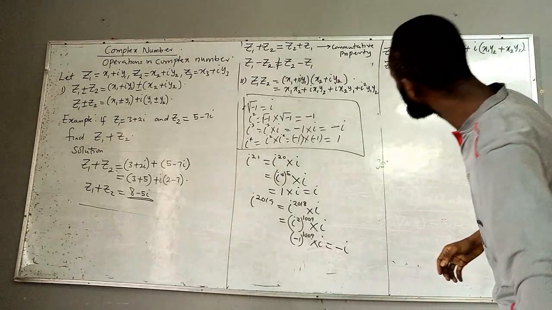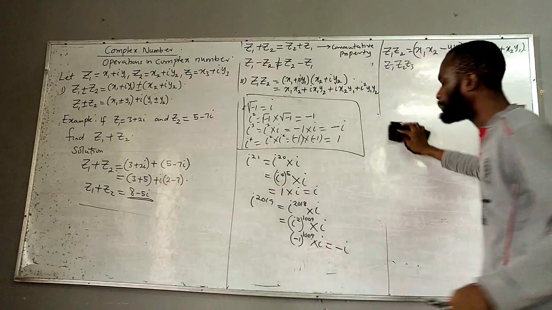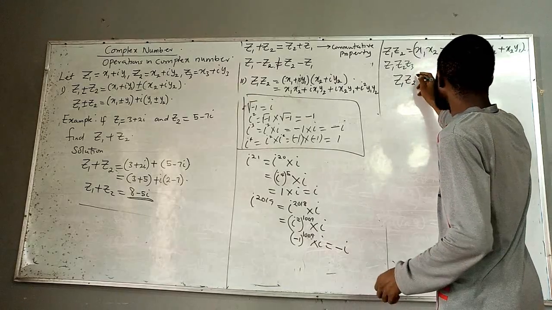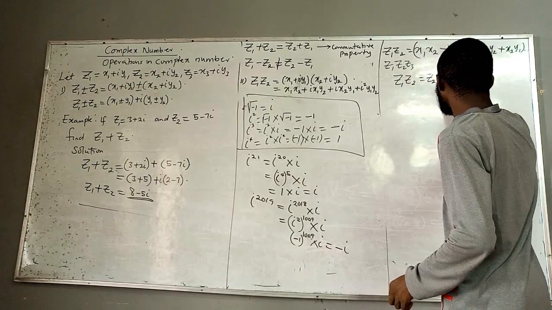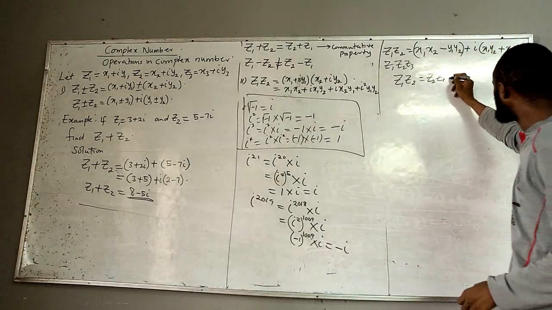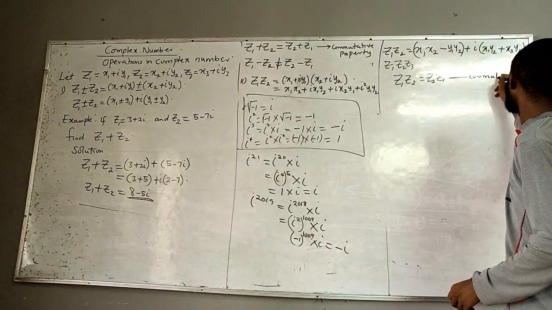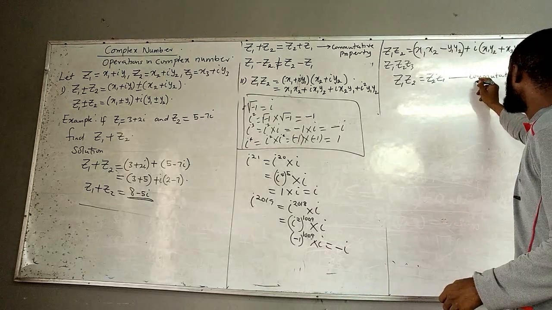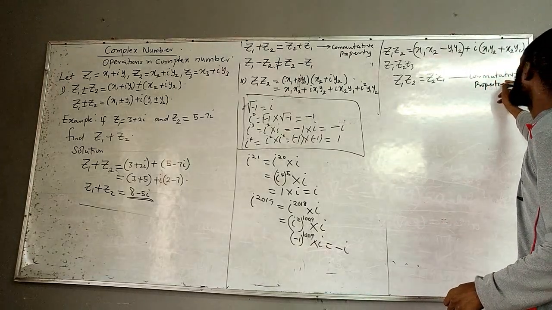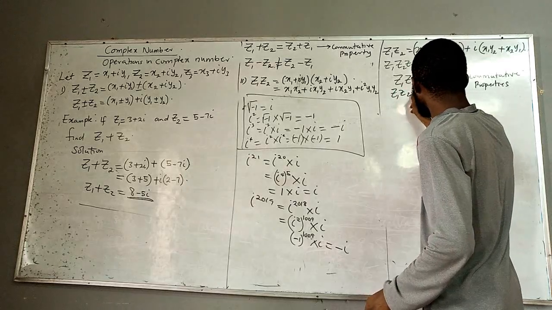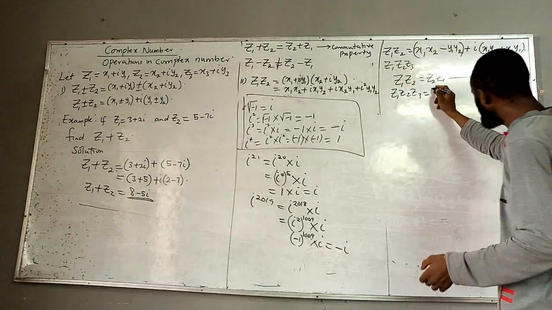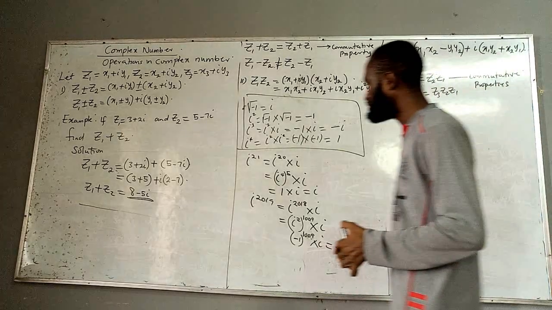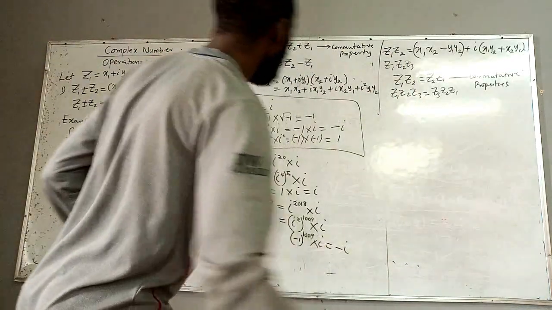Now, another property that we need to take note of is also the commutative property. Z1 Z2 is equal to Z2 Z1. This is also the commutative property for product. The other one is for addition, but this one is for multiplication. That is, if I have Z1 Z2 Z3, you can split it anyhow. That is, I can have Z3 Z2 Z1. They are commutative. That is another operation of complex numbers.